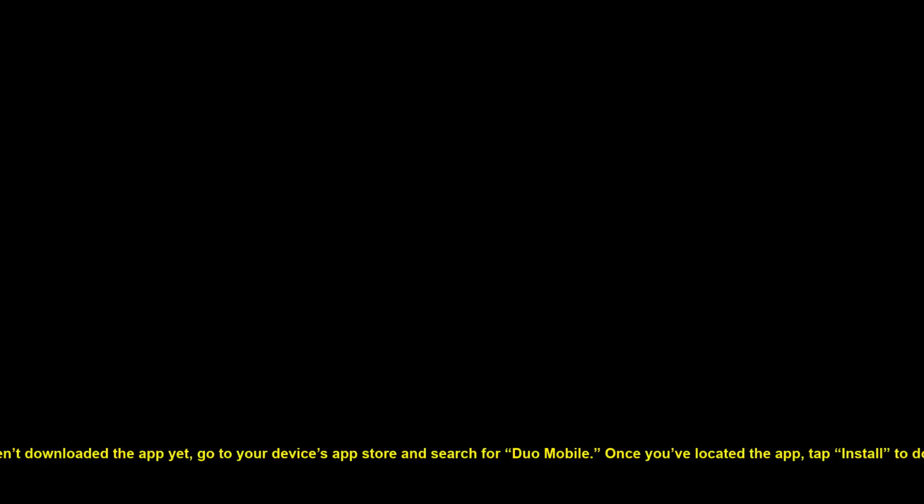Open the Duo Mobile app on your device. If you haven't downloaded the app yet, go to your device's app store and search for Duo Mobile. Once you've located the app, tap Install. After installation, find and open the Duo Mobile app.